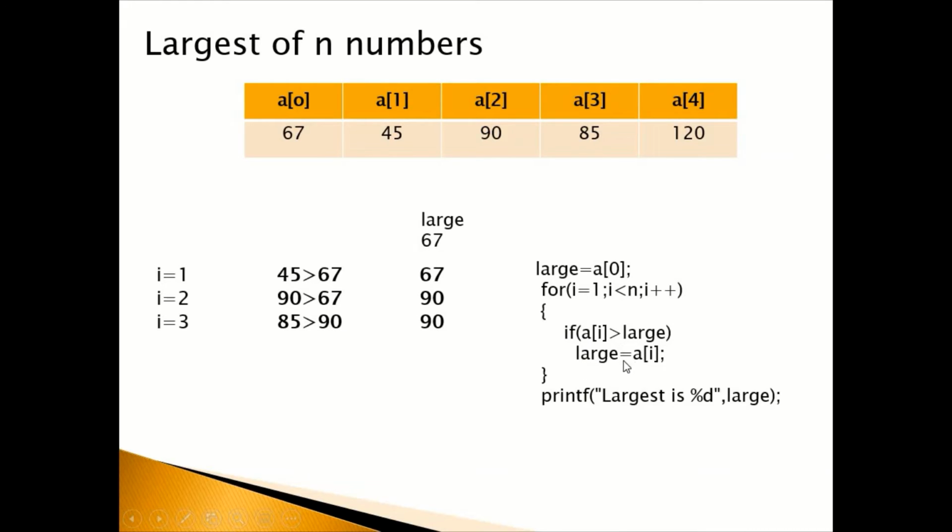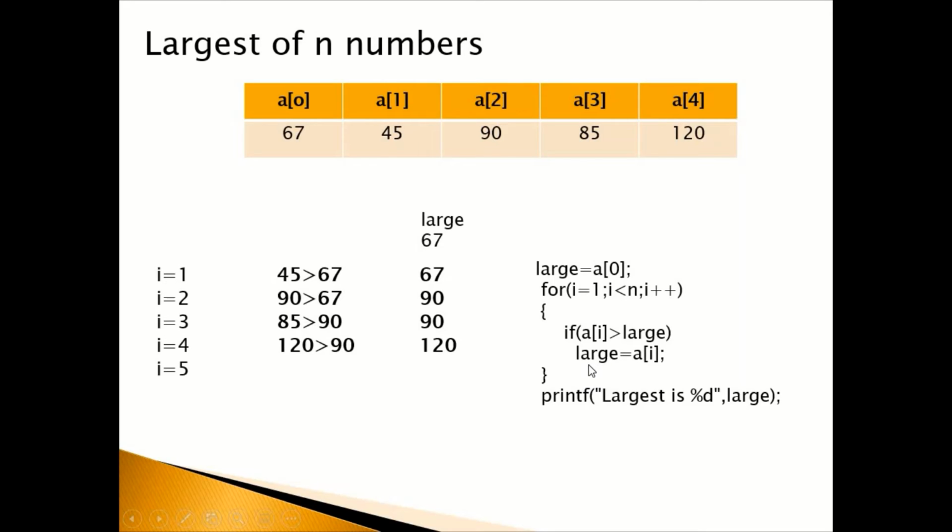No. So it will not execute this statement, and so the large value will remain as 90. Next, I is incremented. It becomes 4. It checks A of I and large. The large value now is 90 and A of I, that is A of 4, is 120. Is 120 greater than 90? Yes. So the large value will be changed. It will be initialized with the value A of I, A of 4, that is 120.